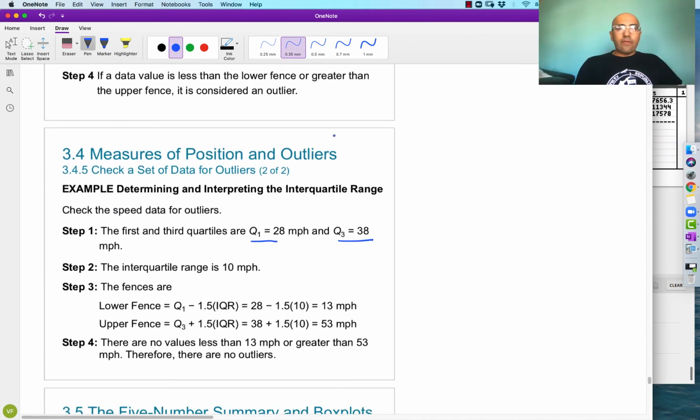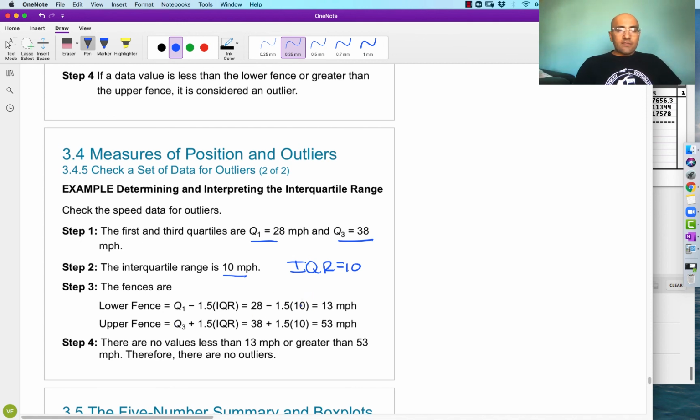Right, so before that, the case where we tossed in that extra value of 100, we had that Q1 was 28, Q3 was 38, so we found that IQR was equal to 10. This is the IQR value, subtracting these two, Q sub 3 minus Q sub 1. And then we find that lower fence and we find that upper fence.